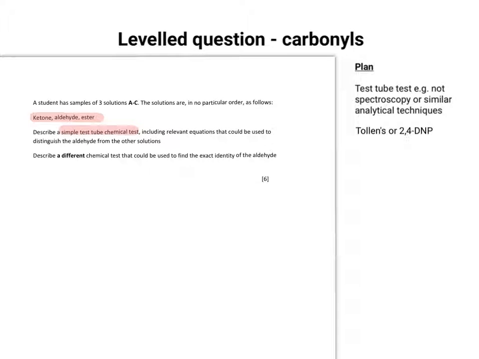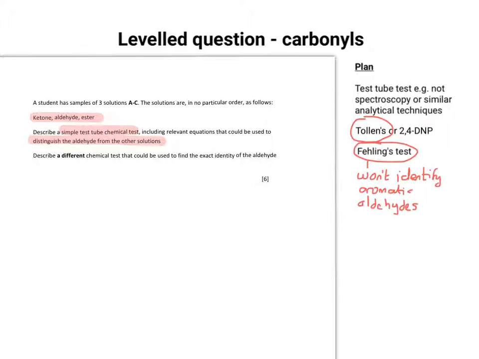So the first thing that will come to mind will obviously be something like Tollens' or 2,4-DNP. And depending on what specification you're using, your A-level specification may also mention something like Fehling's test. So you've got three possible options. If you did an OCR specification, you wouldn't have come across Fehling's test, so you can ignore that. So you need something to distinguish the aldehyde from the other solutions. The most obvious one would be Tollens'. And Fehling's test won't identify aromatic aldehydes, and the question hasn't really told you whether your aldehyde is aromatic or not, so that would be a bit of a blind alley to go down as well.